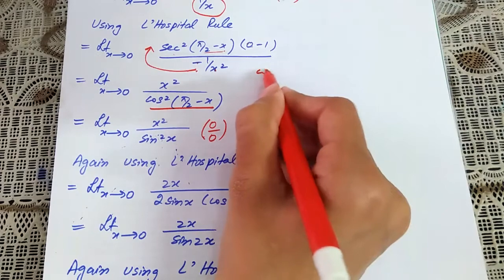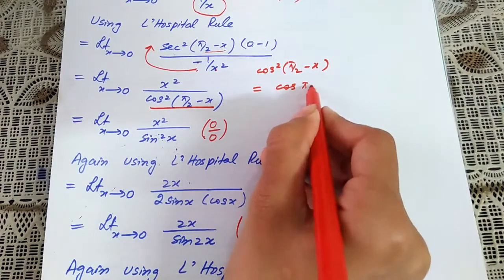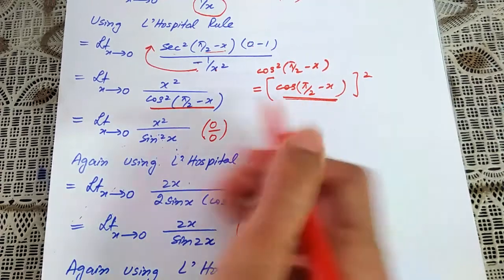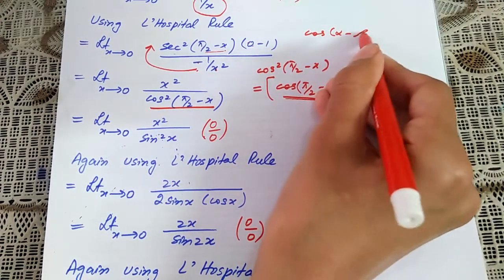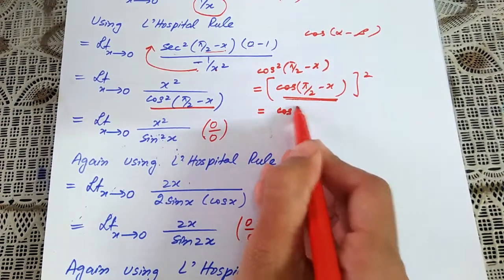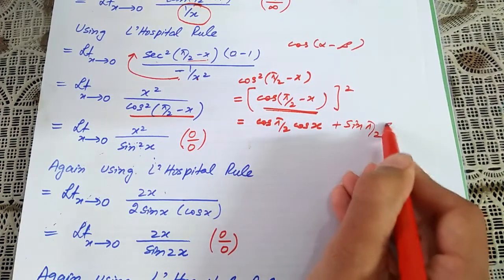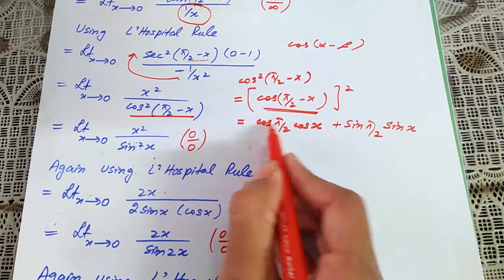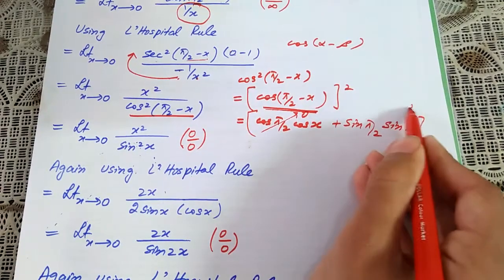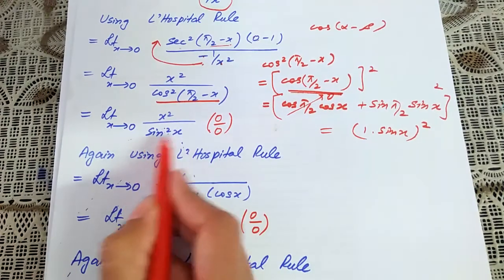Just consider cos square pi by 2 minus x. We know very well we can write it like cos of pi by 2 minus x, whole square. Now here we can use the identity of cos of alpha minus beta. Just open it. This will be cos pi by 2 cos of x plus sine pi by 2 sine of x. We know cos pi by 2 is always 0. Sine pi by 2 is 1. So we got here 1 times sine of x, whole square. So that is equal to sine square of x.